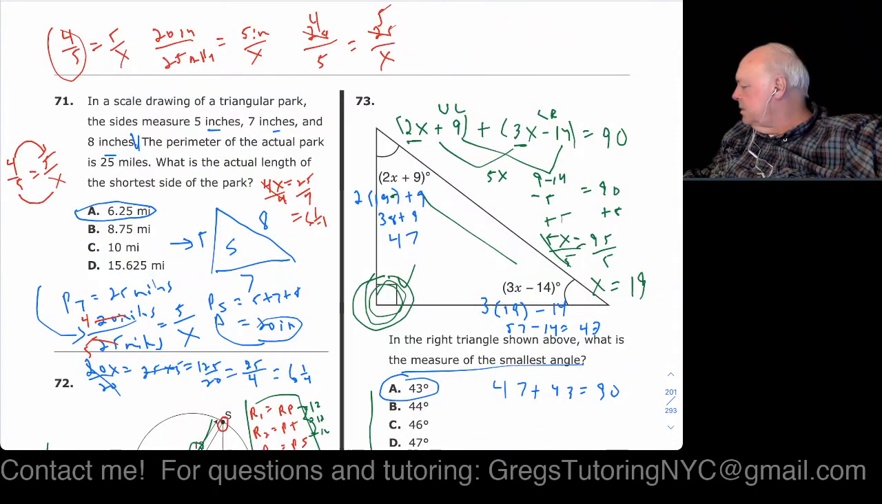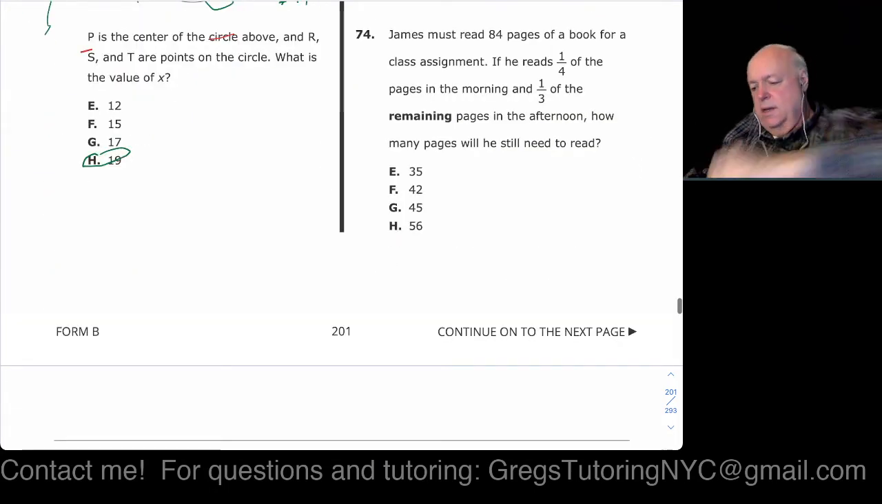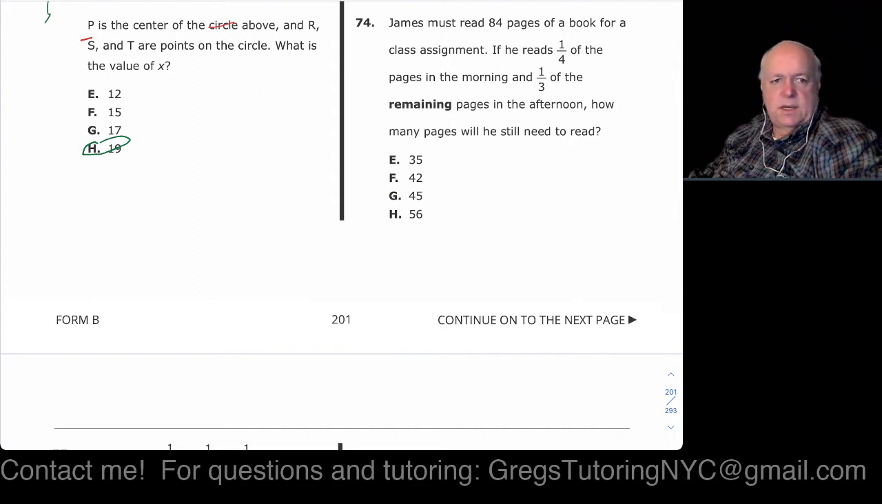All right, 74. So this one wasn't quite a rate question per se, but it still involves breaking things down at a certain point. James must read 84 pages of a book for a class assignment. If he reads 1/4 of the pages in the morning, that's our first task, to solve that. And then 1/3 of the remaining pages in the afternoon, that's our second task. How many pages does he still have to read?